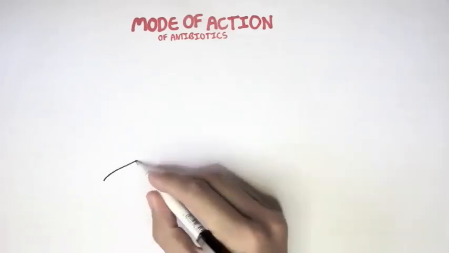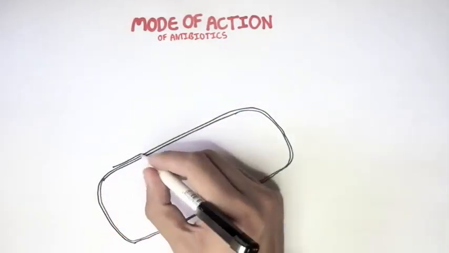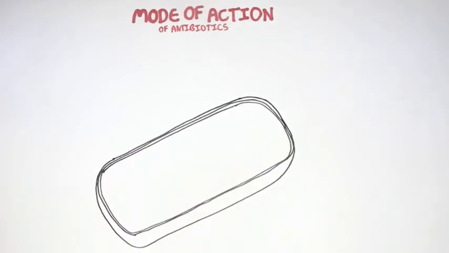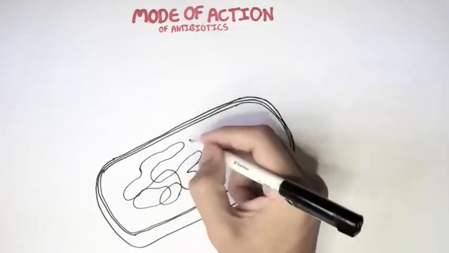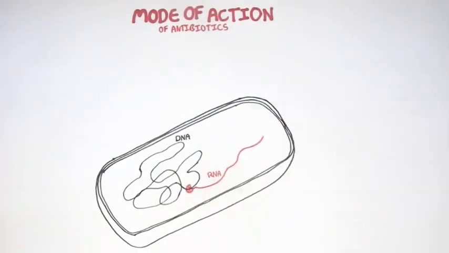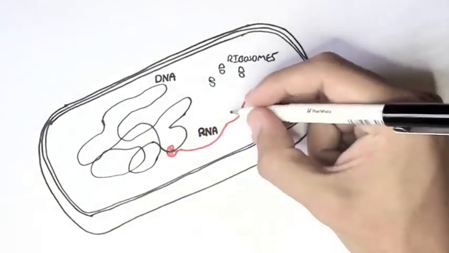Here I am drawing a typical bacteria with cell membrane and cell wall. The cell wall and cell membrane structure I am drawing is characteristic of a gram-positive bacteria, but we will just assume it is any type of bacteria. Within the cytoplasm, we have a circular DNA. We can have RNA being synthesized and ribosomes here. Ribosomes will synthesize proteins.